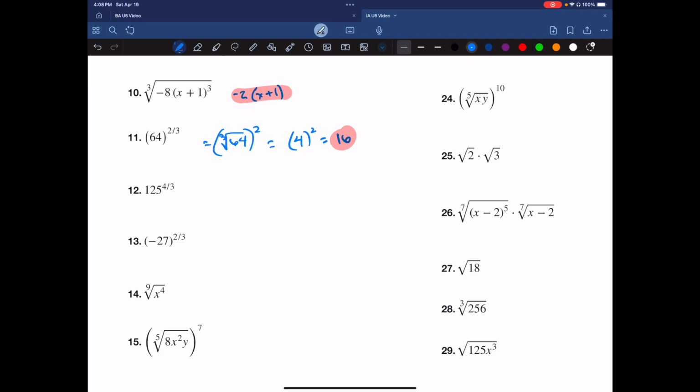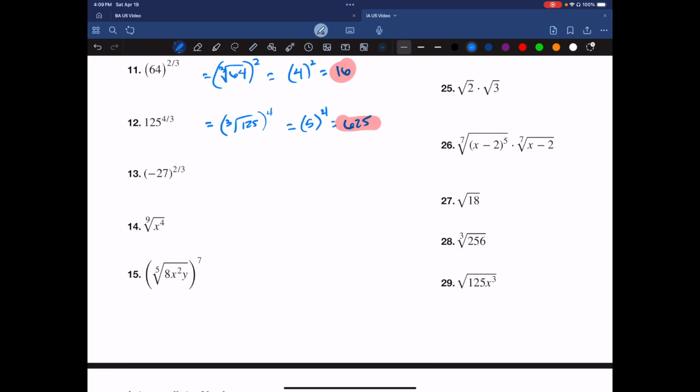On 12, 125 to the 4/3 is the same thing. I'm going to take the cube root of 125 and I'm going to raise it to the 4th power. Okay, well the cube root of 125 is 5. So this is 5 to the 4th, which is 625. Again, you can use your calculator to help you out with this stuff.